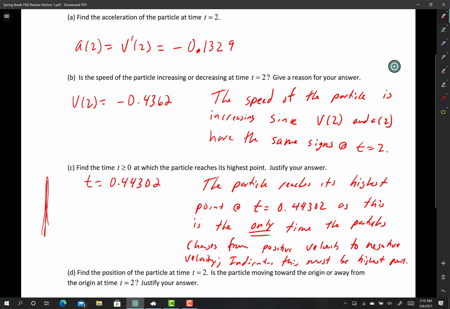Let me see if it reads properly here. The particle reaches its highest point at t equals 0.44302, as this is the only time the particle changes from positive velocity to negative velocity, indicating this must be highest point. Perfect. I think that's full credit, guys.